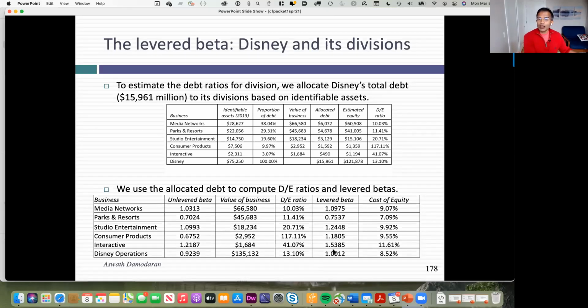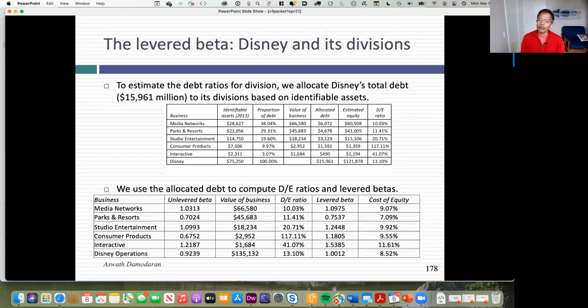That was easy. I took the unlevered beta, I used the debt to equity ratio for the company and came up with a levered beta of close to 1. But I now also have a levered beta by business. And take a look at those levered betas. They range from a low of 0.75 for the theme park business to a high of 1.25 for the movie business.